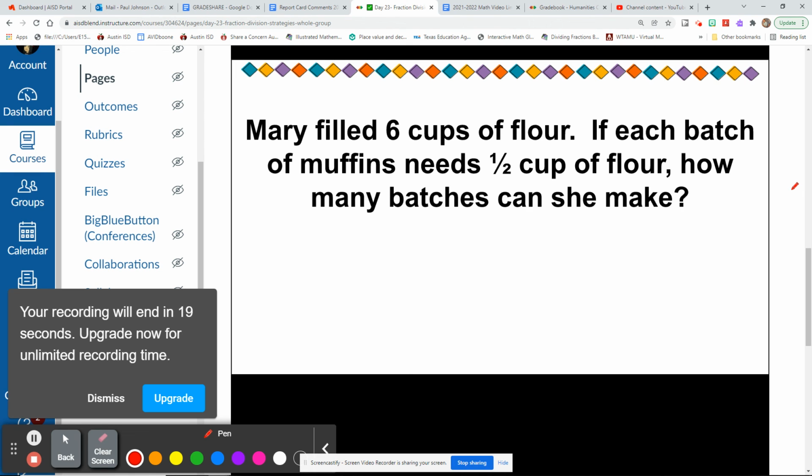All right, let's read it again. Mary filled 6 cups of flour. If each batch of muffins needs 1/2 cup of flour, how many batches can she make? This is a pretty real world problem. All right, so when we come back, we're going to underline, bracket, identify the key concept, and solve and check. We'll see you then.